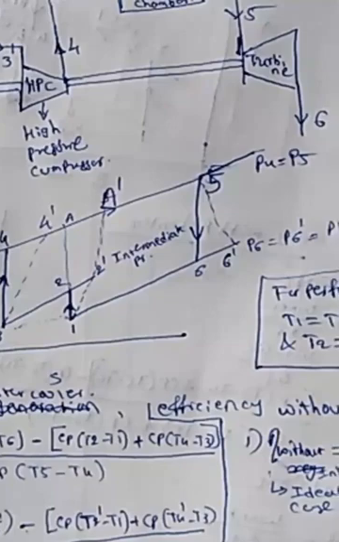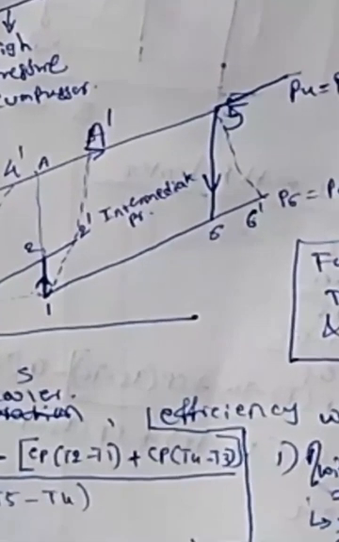You can observe from the TS diagram 1 to a. Compressor work will be required more. This is the ideal case. And here 1 to a dash is the actual case. Now 1 to a to 5, 5 to 6, 6 to 1. This is without intercooler.